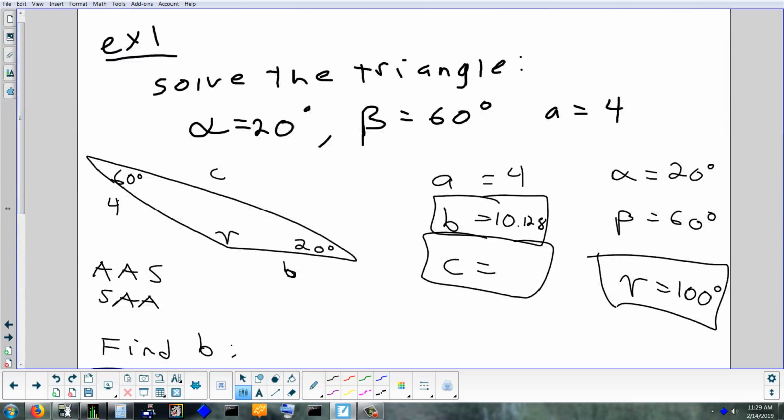And now we're going to find C, pretty much the same way we found B. Can I do the Pythagorean theorem to get C? No. If I use the Pythagorean theorem, you're assuming this angle's 90. It's not.